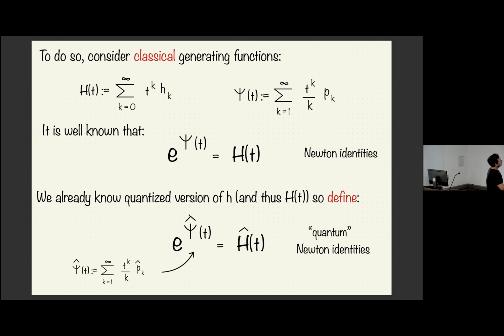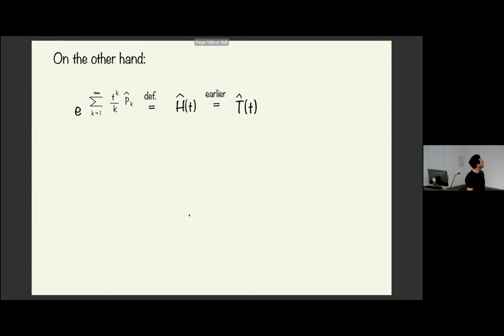Okay, so now the point is that we already know what the h's are, the quantized version of the h's. So what I'm going to do is define a quantized version of the power sum function, psi hat, given by this relation. I'm just going to declare there's a generating function psi hat for the p hats, which is given by the logarithm of the quantized function for the h's. That would give a bunch of relations between the p hats and the h hats. If you want, I could just define it that way. This would be the quantum Newton identities.